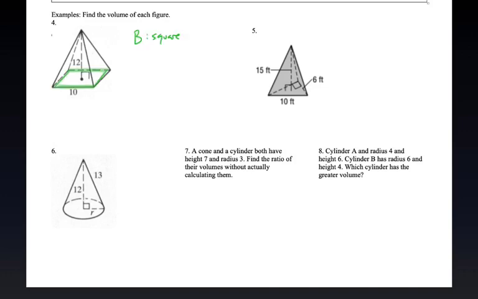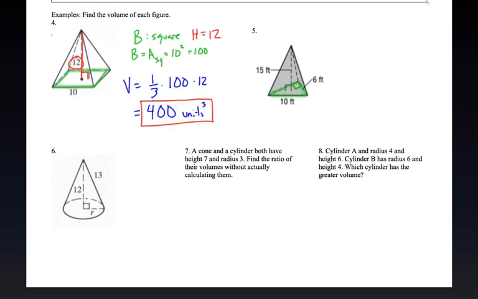Number 4, what's my base? My base is a square. So the height is 12. So the area of the base, that's going to be 10 times 10. 10 squared is 100. So now that I have my big B is 100, my height is 12. It's 1/3 times 100 times 12. That ends up being 400 units cubed.